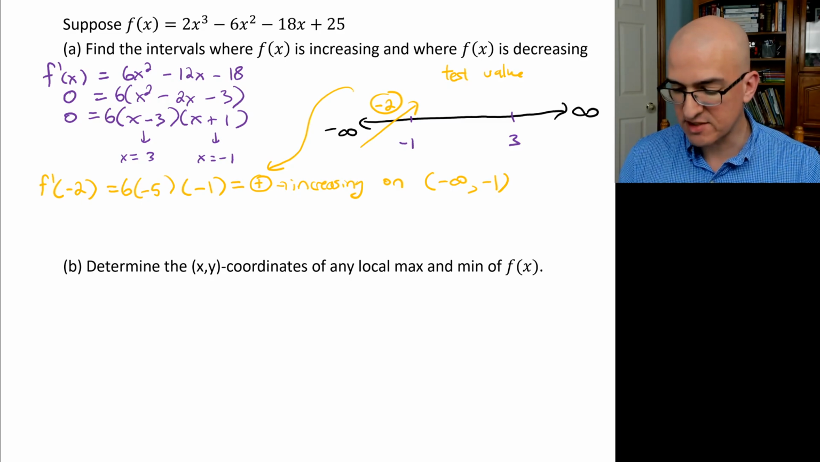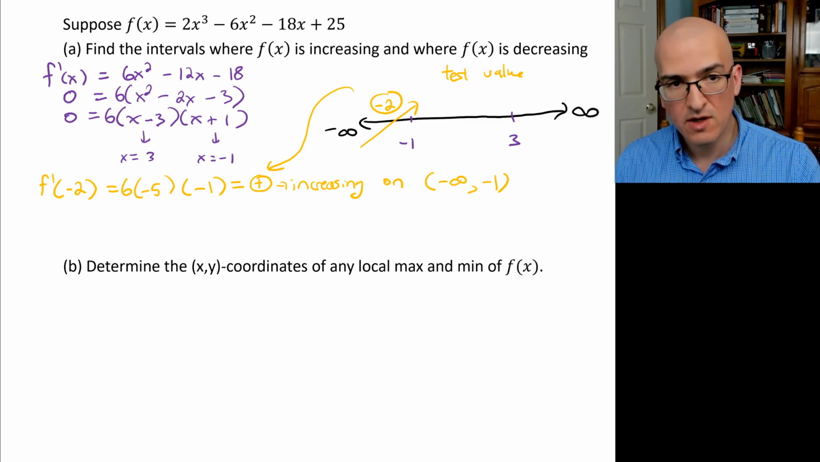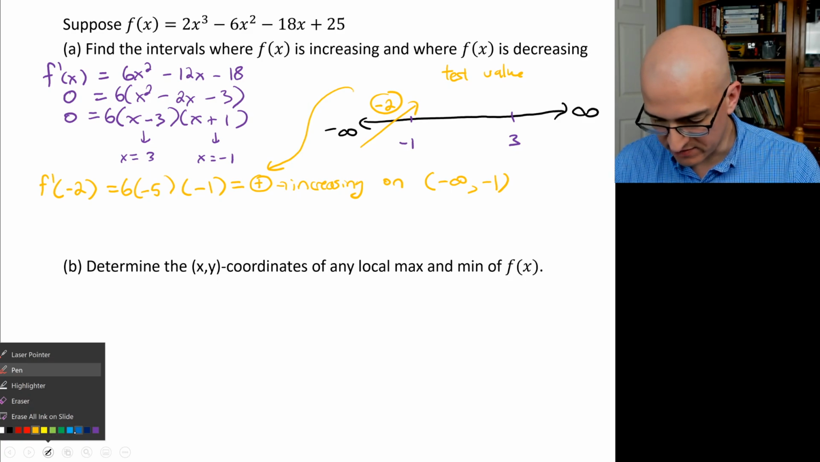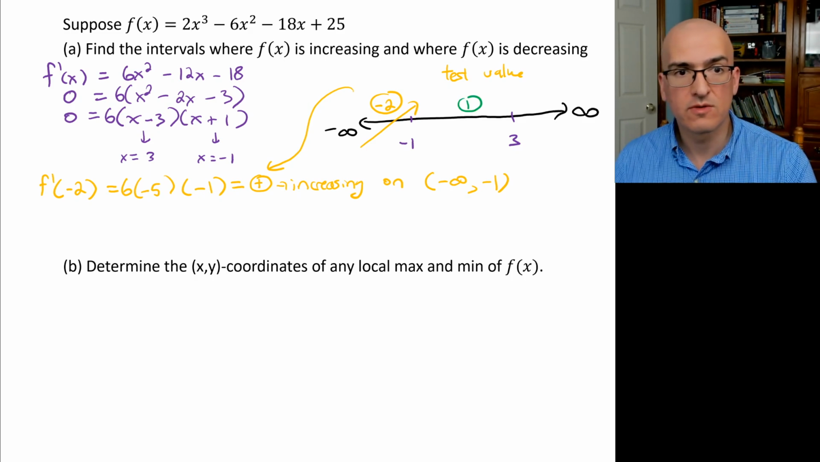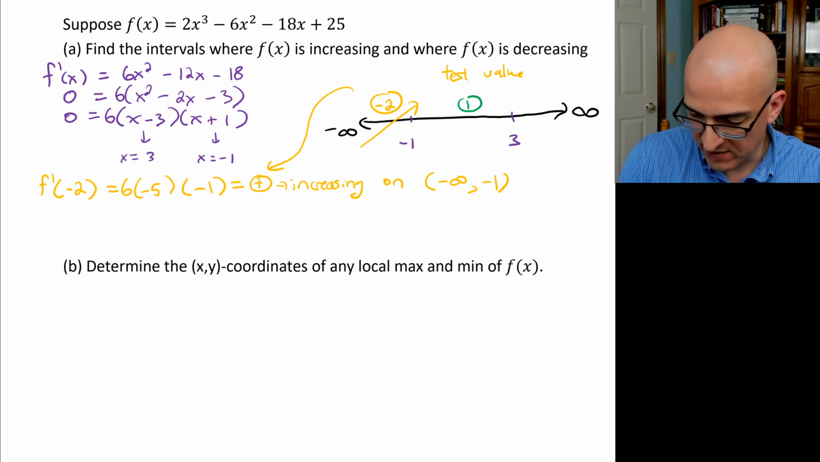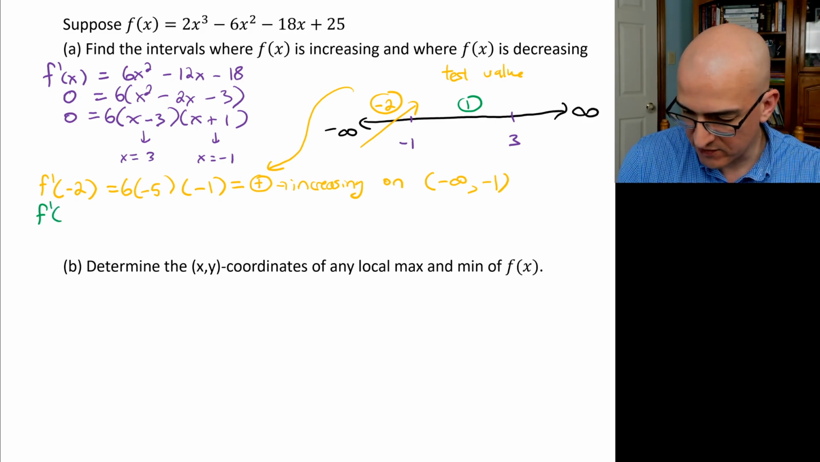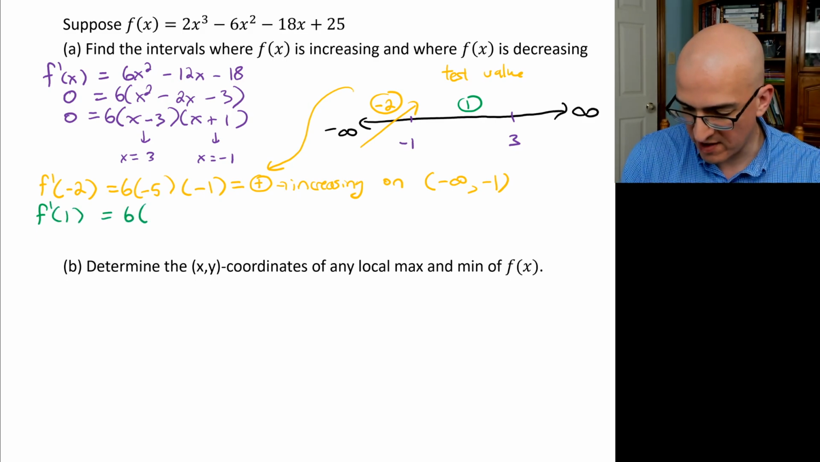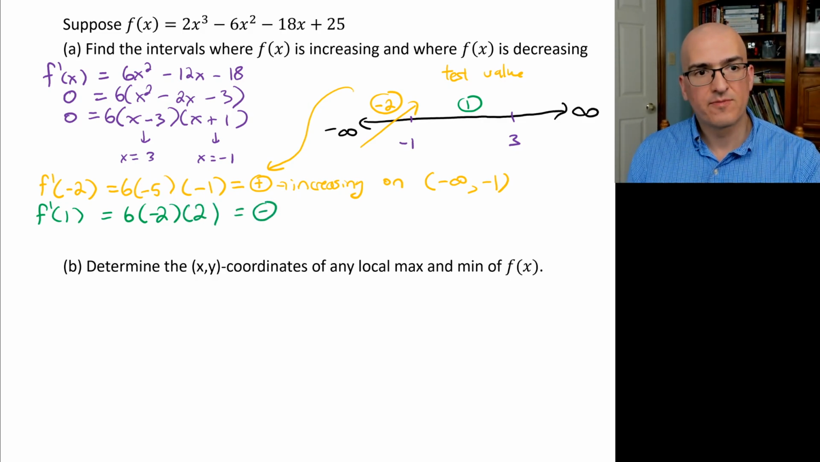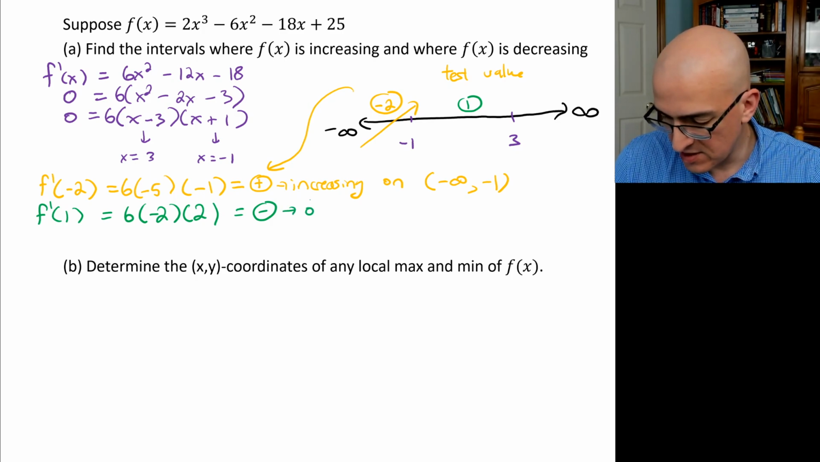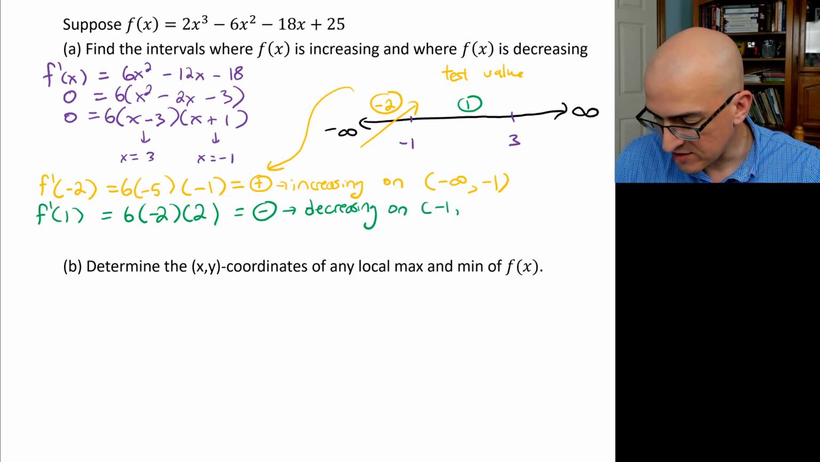Now we choose the next test value, any number between negative 1 and positive 3. I'm going to choose positive 1. You can pick 2 if you want, or you can pick 0, or you can pick 3 over 2, any number. Then I'm going to plug that in to the first derivative, so f prime of positive 1. I have 6 times 1 minus 3, so negative 2, times 1 plus 1, positive 2. I get a negative. This means it is decreasing on the interval from minus 1 up to 3.